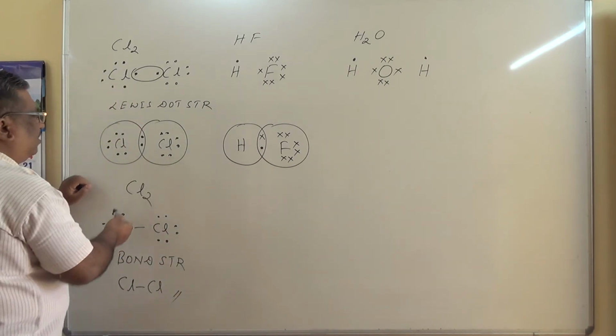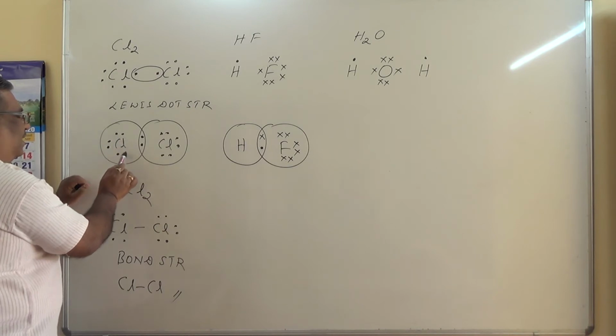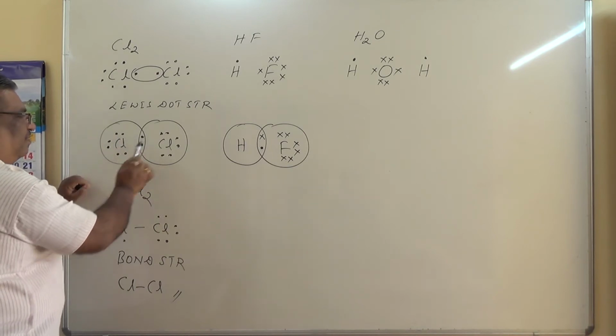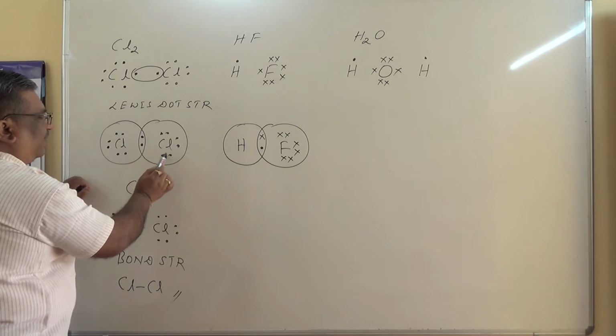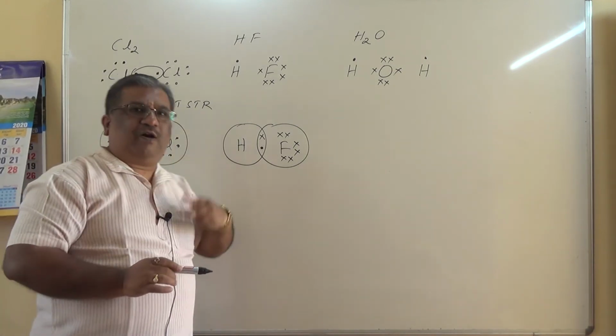Here also you can count for this chlorine atom total number of electrons 1, 2, 3, 4, 5, 6 and the shared pair 7, 8. For this chlorine 1, 2, 3, 4, 5, 6, 7, 8. So chemical stability is achieved by chlorine atom by octet rule.